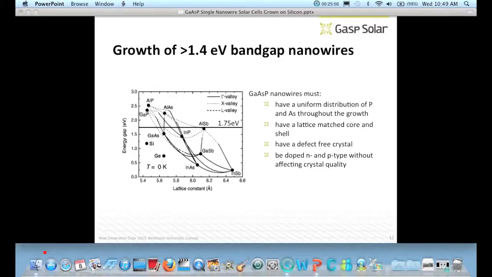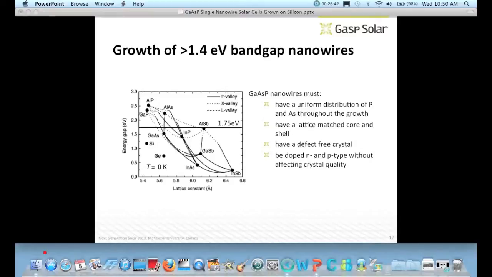Now, when you grow the nanowire gallium arsenide phosphide, you need to be able to control the composition of the group 5 atoms very accurately, because if you change this slightly, you will change the band gap of the material and you will change the lattice constant. So you need to control the composition of both the phosphorus and the arsenic atoms during the growth, and later on when you grow the shell around it, you also need to be able to control the composition in the group 5 materials, because the shell has to be lattice matched to the core nanowire. Then, of course, you need to be able to grow defect-free crystals and dope them N and P type without affecting the crystallinity of the nanowires.